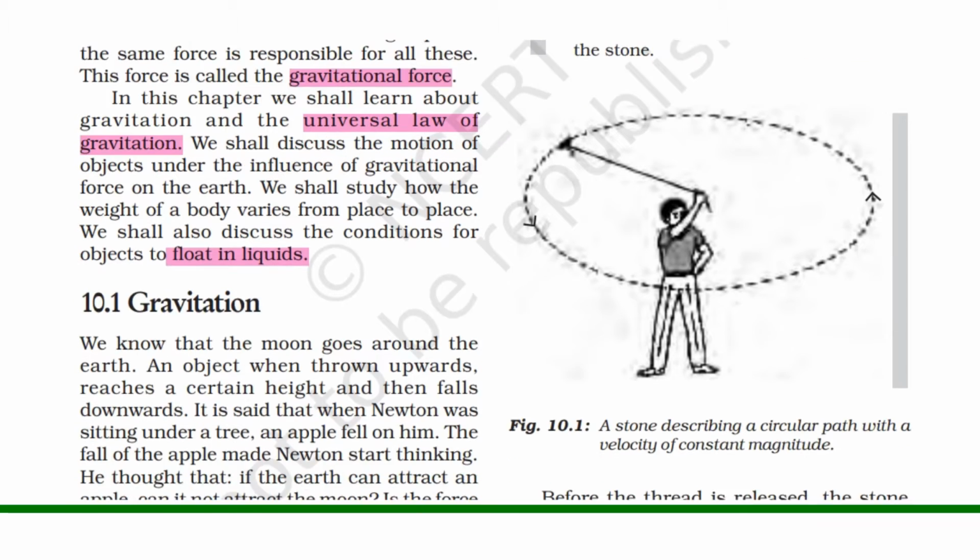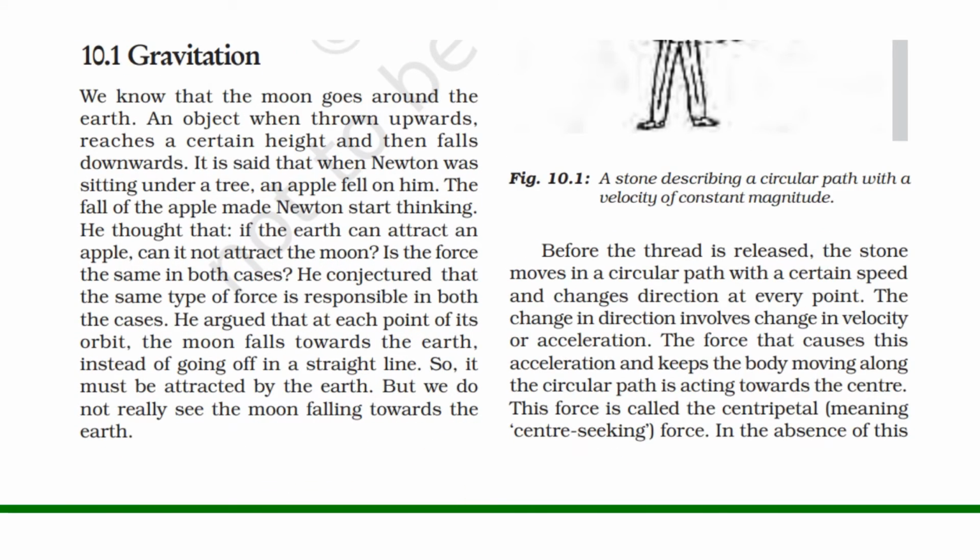10.1 Gravitation. We know that the moon goes around the earth. An object when thrown upwards reaches a certain height and then falls downwards. It is said that when Newton was sitting under a tree, an apple fell on him. The fall of the apple made Newton start thinking.